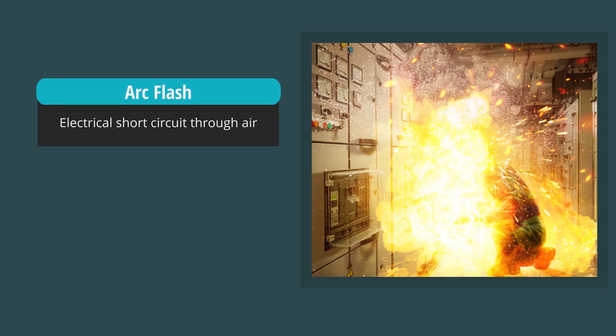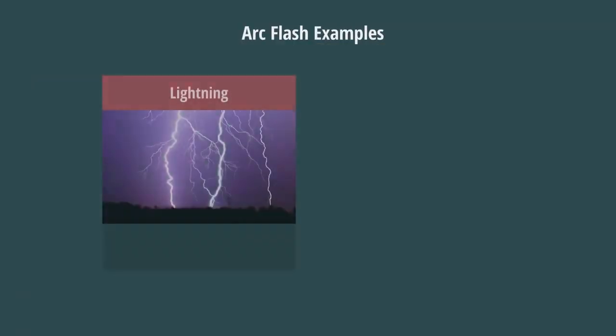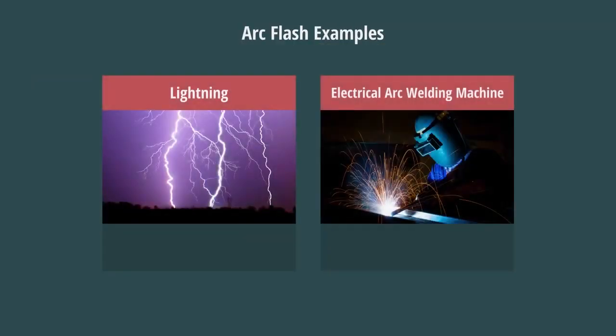An arc flash is, very simply, an electrical short circuit through air. Whether it occurs from phase to ground or phase to phase doesn't matter. What does matter is that enough energy is present to perpetuate the arc. Lightning and an electric arc welding machine are both examples of an arc flash.